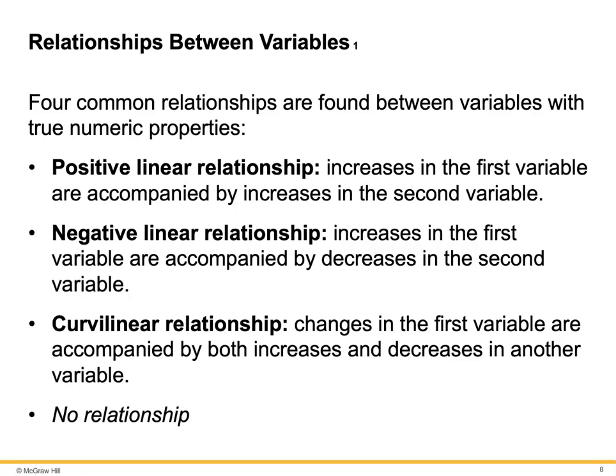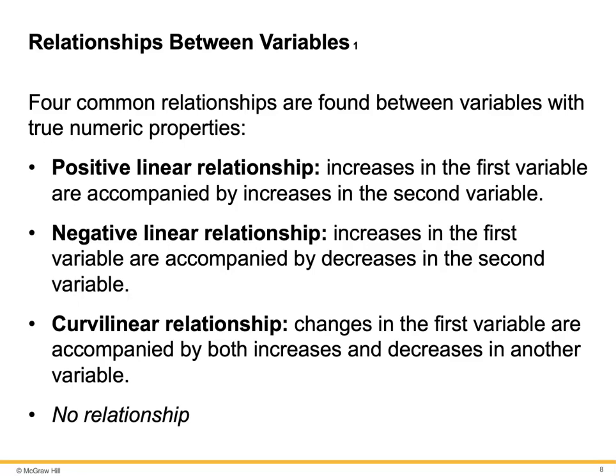Okay, so we're going to look at the four most common relationships found in research: the positive linear relationship, the negative linear relationship, and the curvilinear relationship. And of course there are situations in which there is no relationship whatsoever between the variables. So when we look at a positive linear relationship, what we're saying is that increases in the first variable are accompanied by an increase in the second variable.